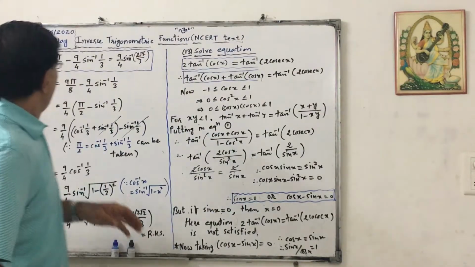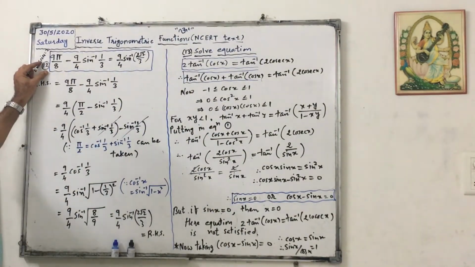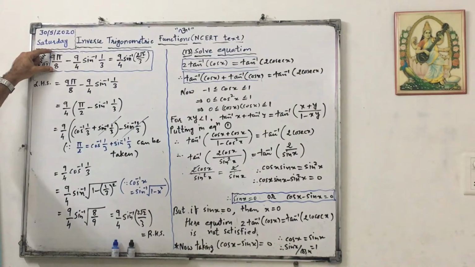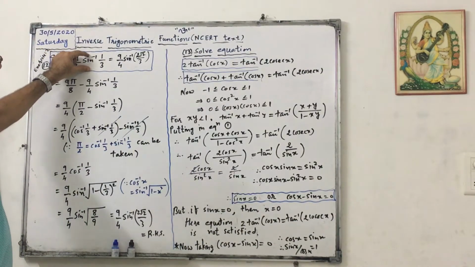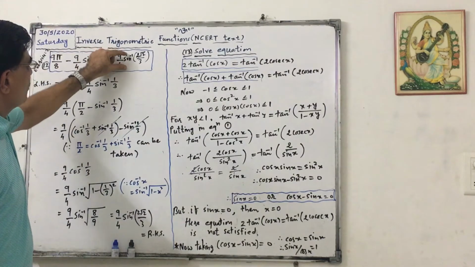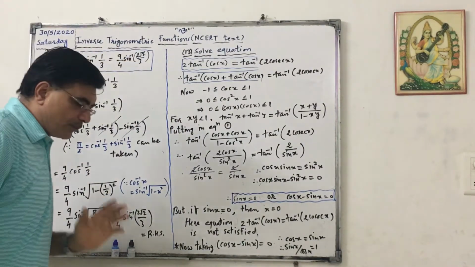Problem 12. We have to prove 9 pi by 8 minus 9 by 4 sine inverse of 1 by 3 equals to 9 by 4 sine inverse of 2 root 2 upon 3. That we have to prove.